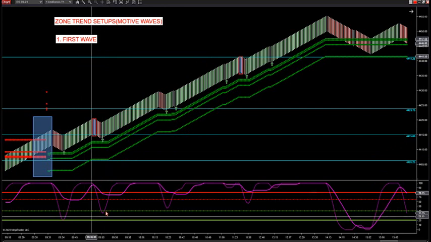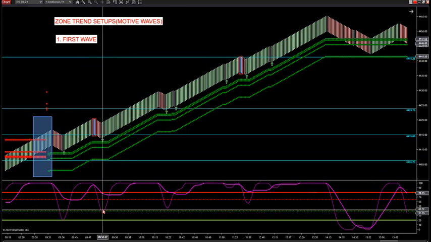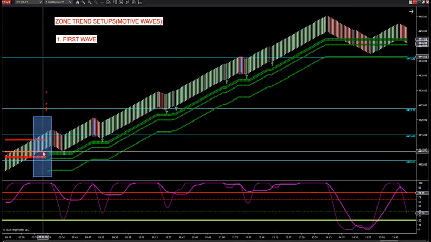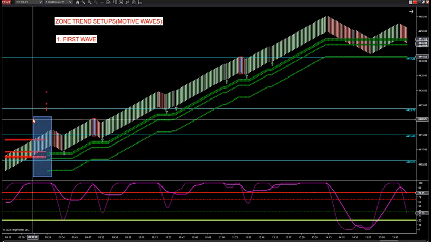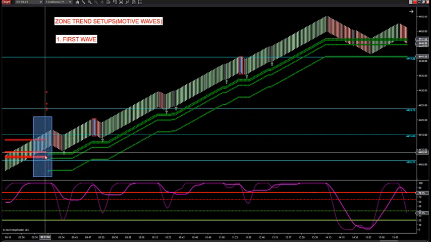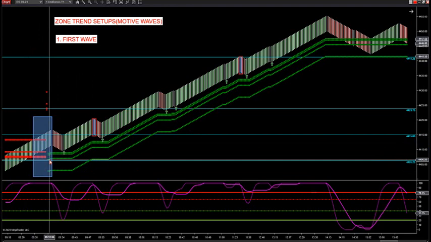These zones and the signal line down here, to give us confirmation of strength or weakness, will let us know what position we're in, as in whether we need to be net buyers or net sellers. So when you go from red to green, that's called a first wave setup. You'll see price come through the red and you'll start printing green zones.